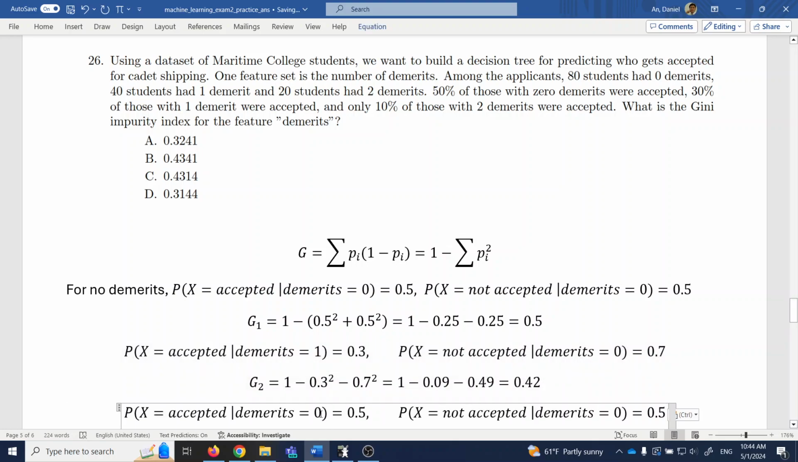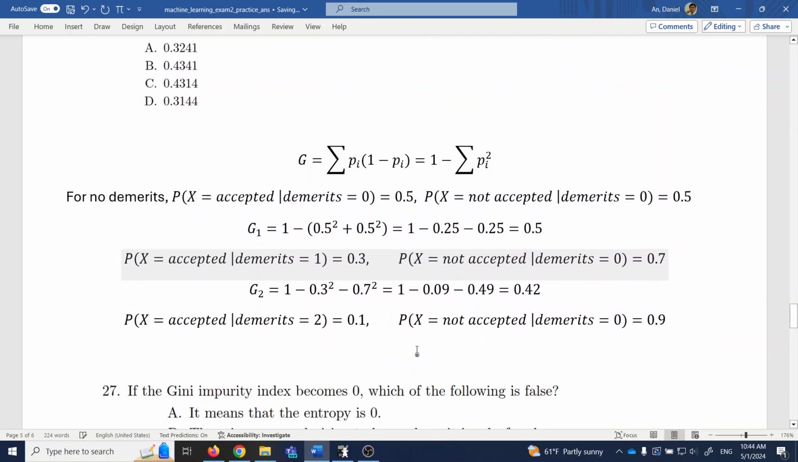Again, if you go to 2 demerits, only 10% are accepted and 90% are not. So the Gini coefficient in this case would be 1 minus 0.1 squared minus 0.9 squared, so it would be 0.18.